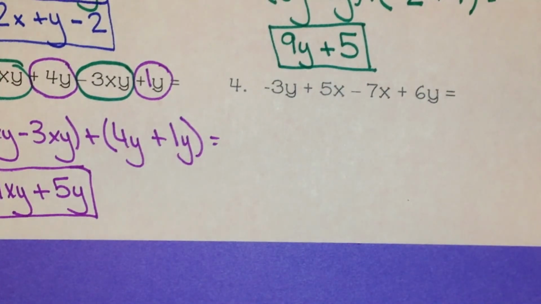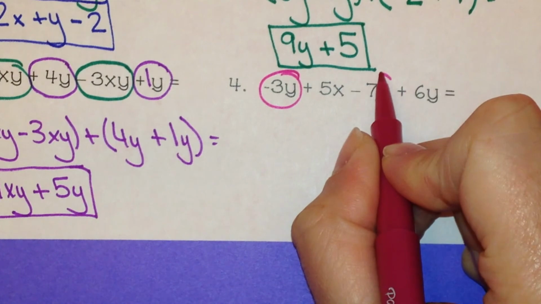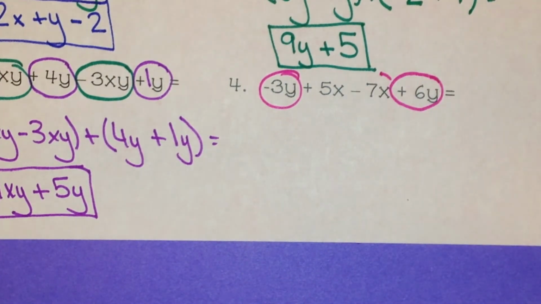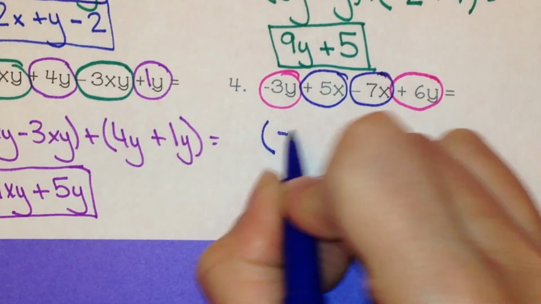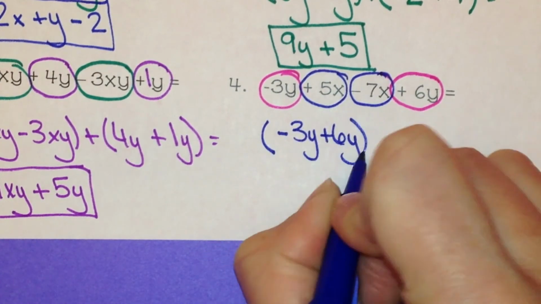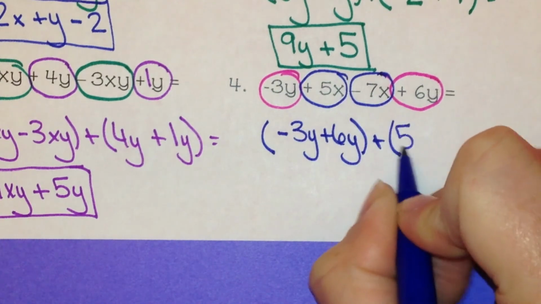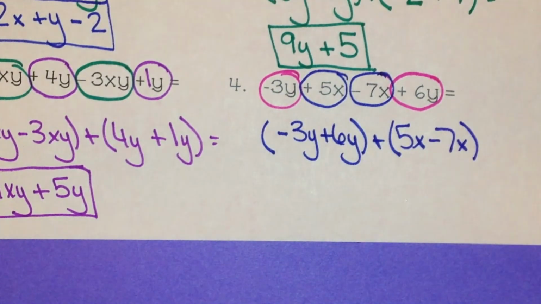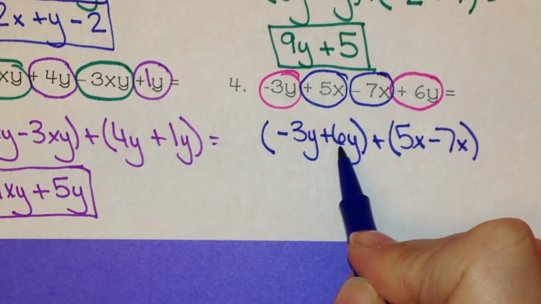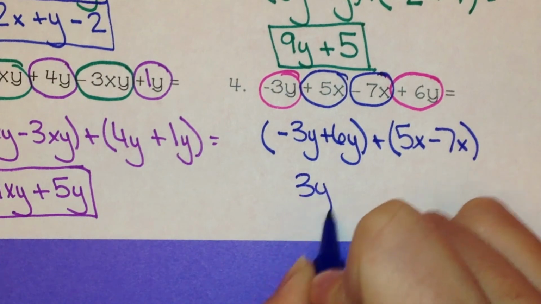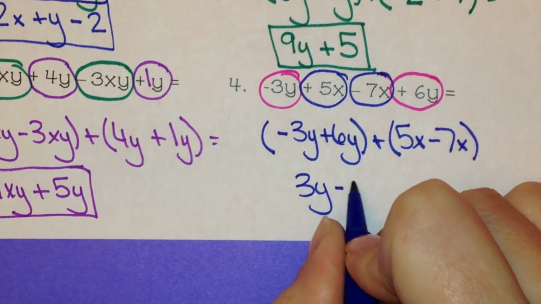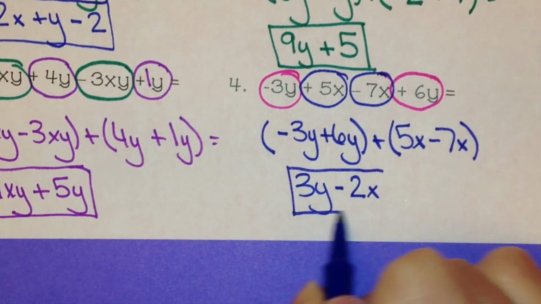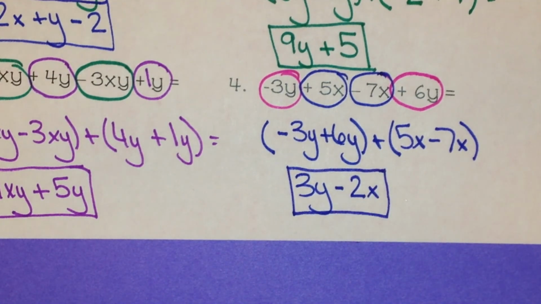All right, last one. Negative 3y plus 6y. And in the middle, we have a plus 5x and minus 7x. So I have a negative 3y plus 6y plus positive 5x minus 7x. All right, negative 3 plus 6 leaves me with positive 3y. 5x minus 7x is negative 2x. Instead of putting plus negative 2x, I'm just going to put minus 2x. And again, I cannot combine because you can't add or subtract x's and y's. They're not like terms. All right, hopefully you understand how to combine like terms.